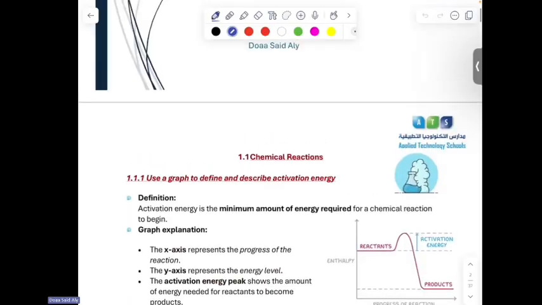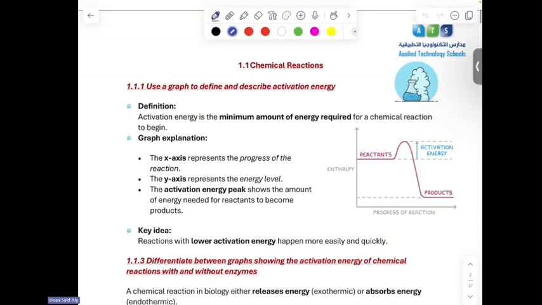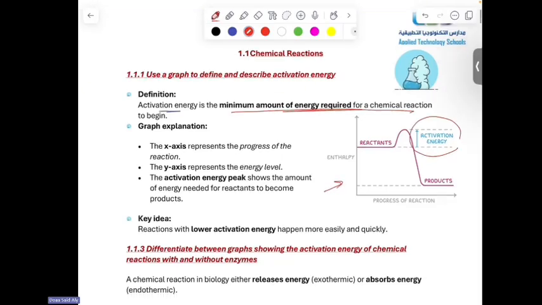Okay, girls, regarding the notes, of course, you all received a copy of the notes. These notes are very, very important. Let's go through the notes together and tell me if there is anything you still don't understand. The first part, the chemical reactions, definition of the activation energy: the minimum amount of energy needed for a chemical reaction to start or to begin. This diagram represents the activation energy as I mentioned.